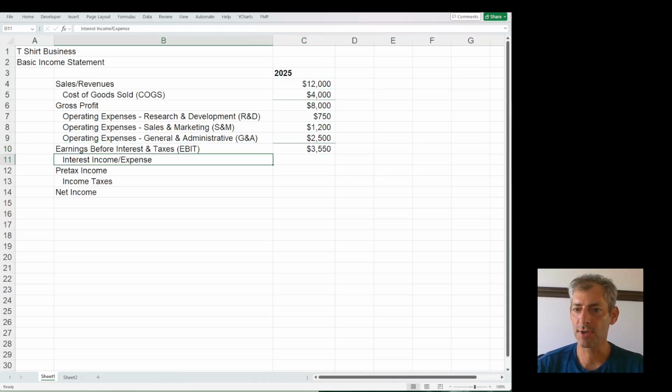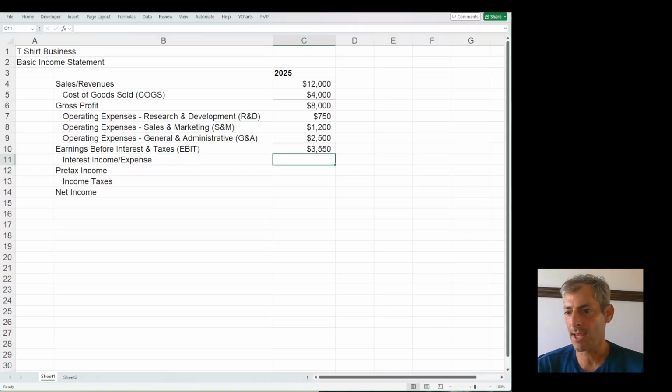After that is going to come interest income or interest expense. So this might be maybe the company has a credit card and they're purchasing stuff and they have credit card fees that they have to pay. Or maybe they have cash in the bank that they're earning interest, that is interest income. And if the company has a lot of debt, they might have interest expense as well. So that's where this number comes in. It's really more about how the company is financially structured as opposed to the business of selling t-shirts. In this case, let's just assume they earned $30 of income from the bank.